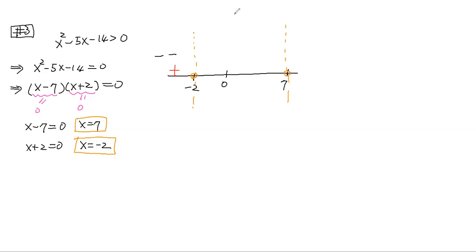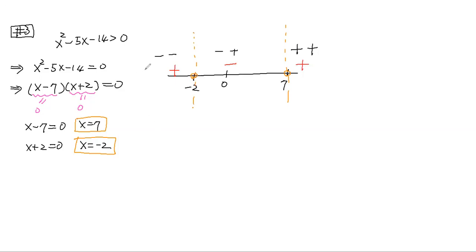Then in this interval, choose any number. Like in here, I choose 0. So 0 minus 7 is negative, and 0 plus 2 is positive. So negative times positive gives you a negative. And then the last one, you choose something greater than 7. You choose 8. So 8 minus 7 is a positive. Then 8 plus 2 is 10, a positive. So positive times positive is positive.